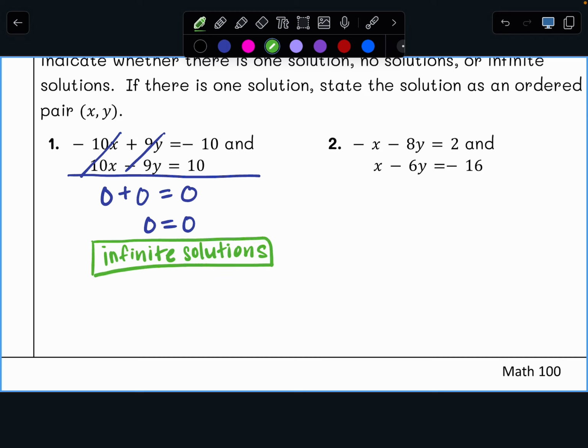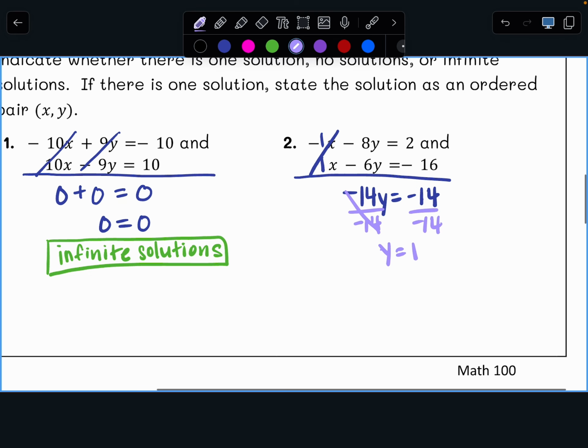Number 2, negative x minus 8y equals 2, and x minus 6y equals negative 16. Again, I think elimination is the best method here because I can see that the x's are going to cancel out. We have negative 1x and 1x, so these cancel out. Adding the rest of the equation together, negative 14y equals negative 14. Now I just solve, and y equals 1. So if y equals 1, then I can plug this into the equation and solve for x.